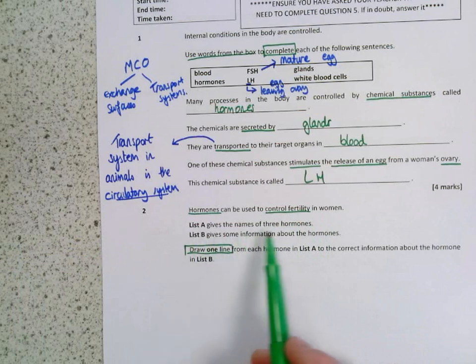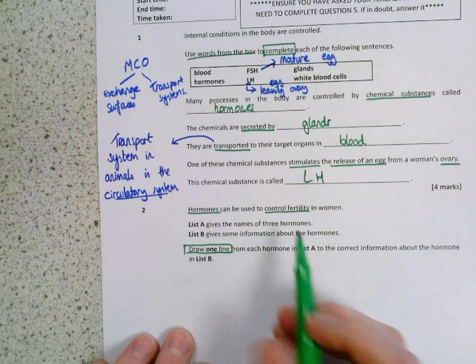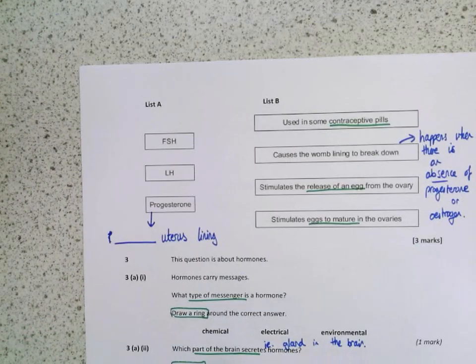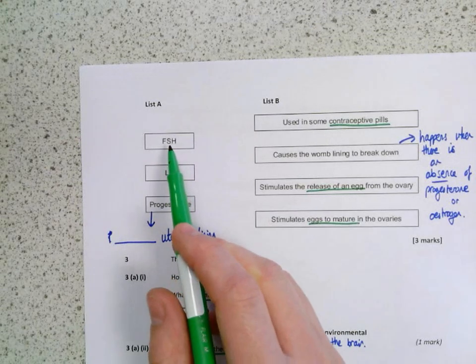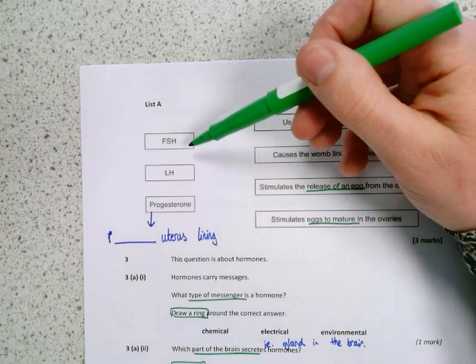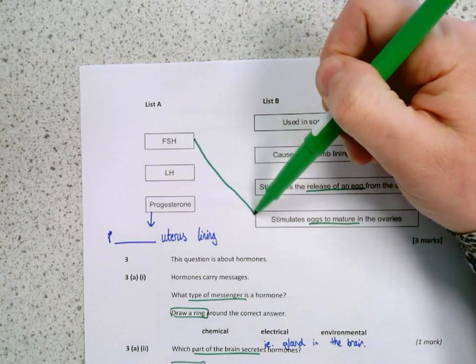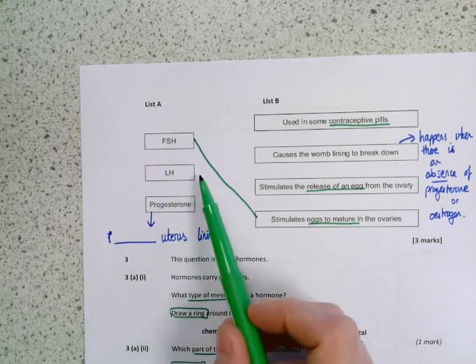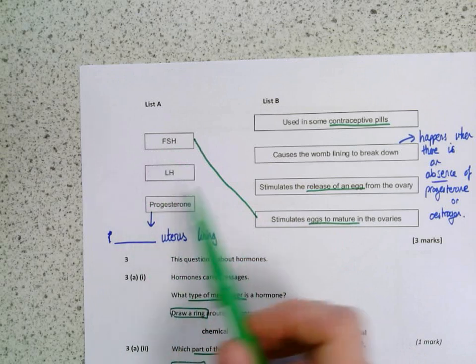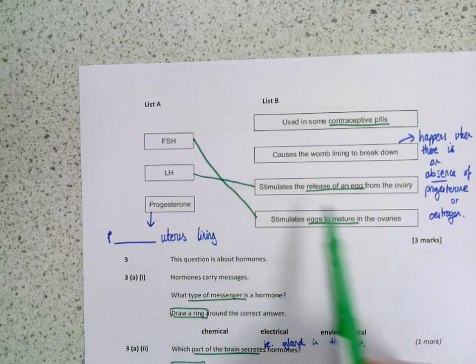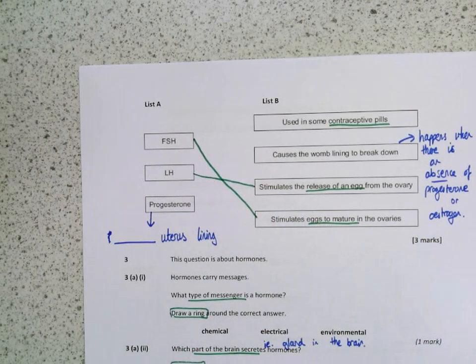Hormones can be used to control fertility treatment. Draw one. List A gives the names of some hormones. List B gives some information about them. Draw a line from list A to list B. Okay, let's start with the ones we know. FSH we've already talked about. I think mature fish egg. Seems a bit silly, but it works for me. FSH stimulates eggs to mature. LH we've already talked about, leaves the ovary, stimulates the release of an egg. L for leaving, or L for release, fine.